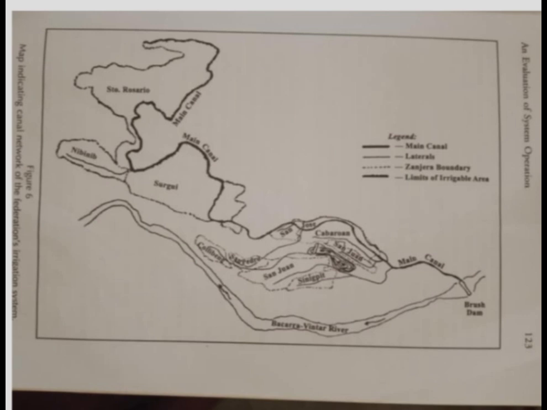In summary, this map provides a clear visual representation of the physical infrastructure of the irrigation system, demonstrating the layout of the main and lateral canals and how they serve the various zanzara communities, all drawing water from the Bacarra-Vintar River. So, I think that's all.